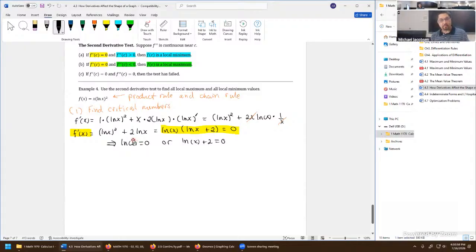It's a nice mathematical fact that natural log 1 is 0, so we have an immediate conclusion. X is 1. Let's just say here, because natural log 1, a logarithm to any base at an input of 1 is absolutely 0 each and every time. So that's one critical number down already. This one takes a little bit more algebra, so let's subtract 2. We get natural log x is -2.